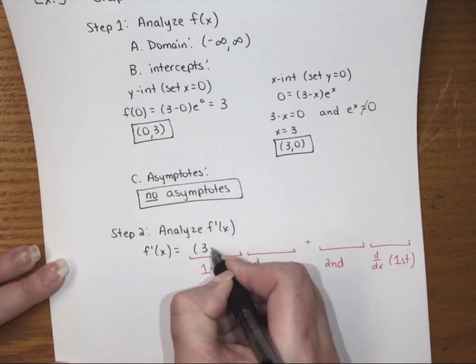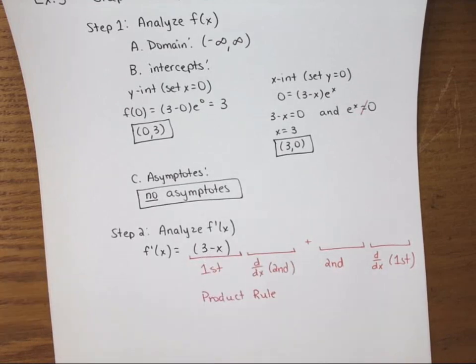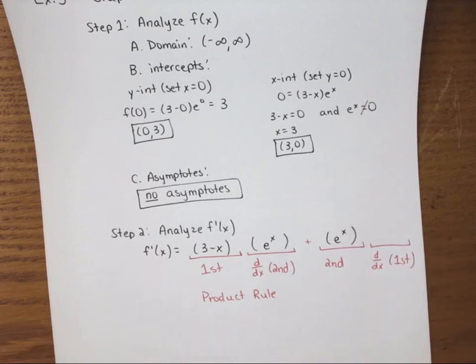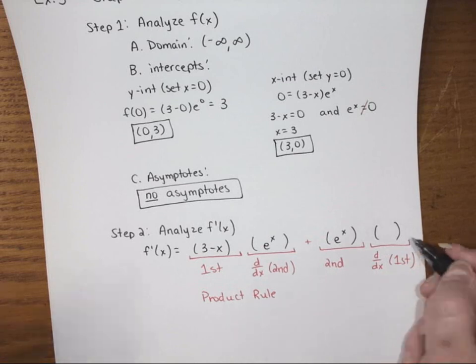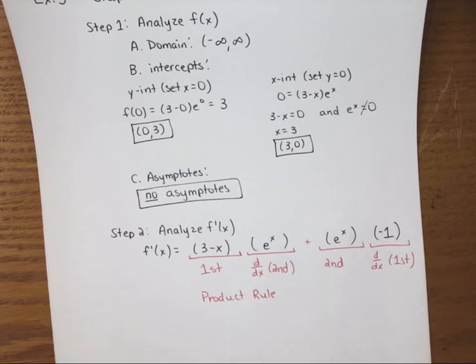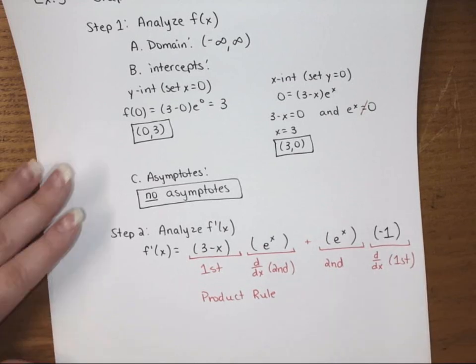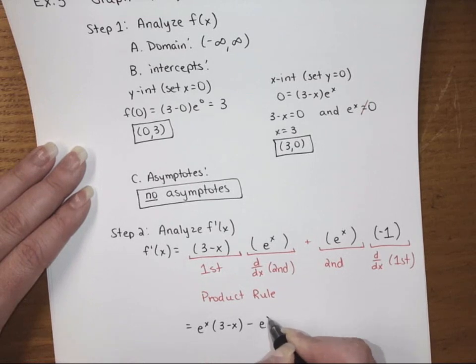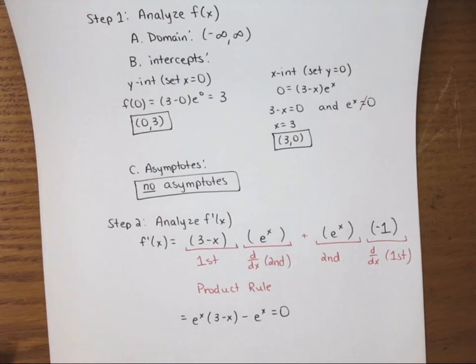So it's the first, no changes, just as it sits, times the derivative of the second. Notice the derivative of e to the x is a special type, right? It's just itself. And then plus the second, which is again e to the x, times the derivative of the first. The derivative of 3 minus x would just be negative 1, because the derivative of 3 is 0 and the derivative of negative x is negative 1. So what we end up getting is e to the x times 3 minus x, and then minus e to the x, and we're supposed to be setting that equal to 0.